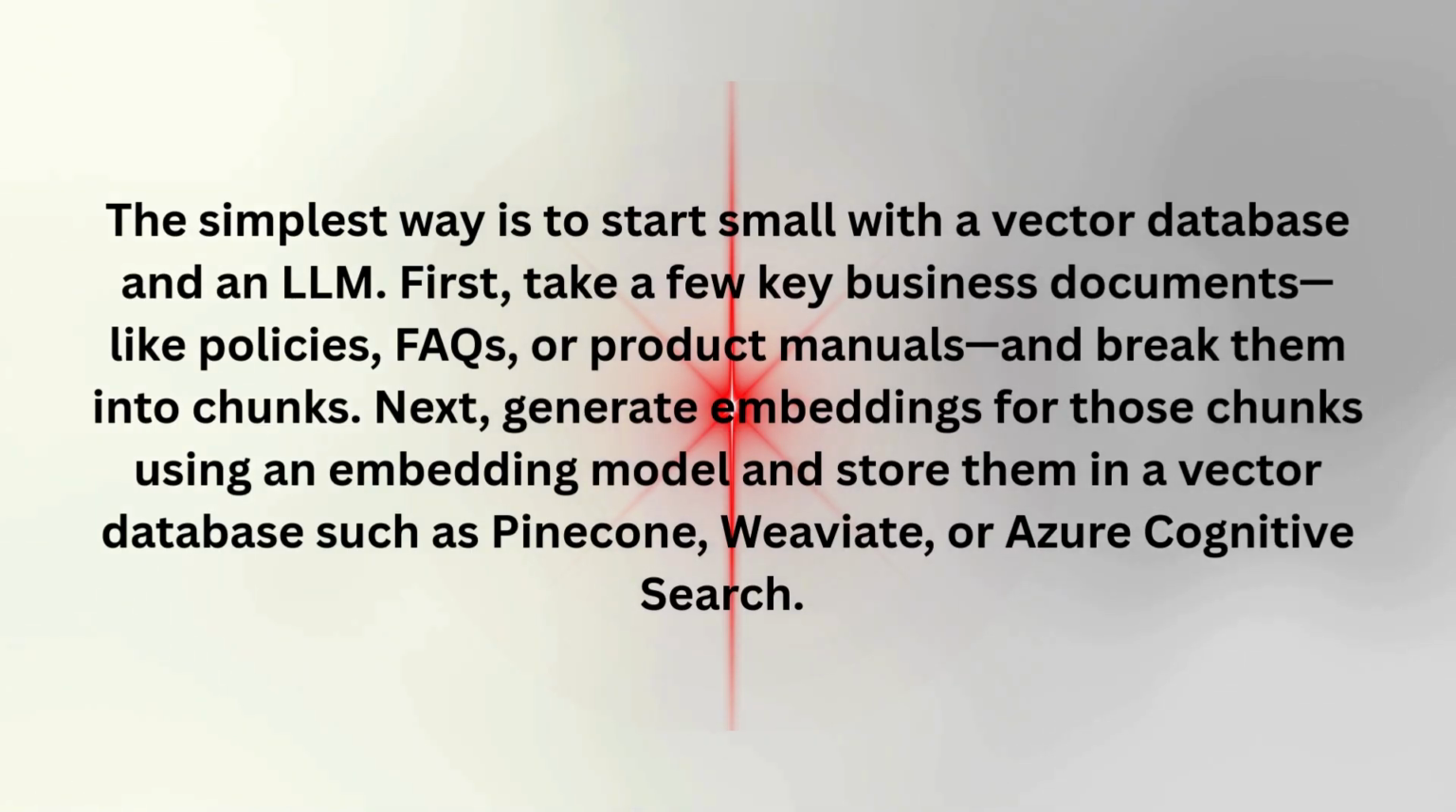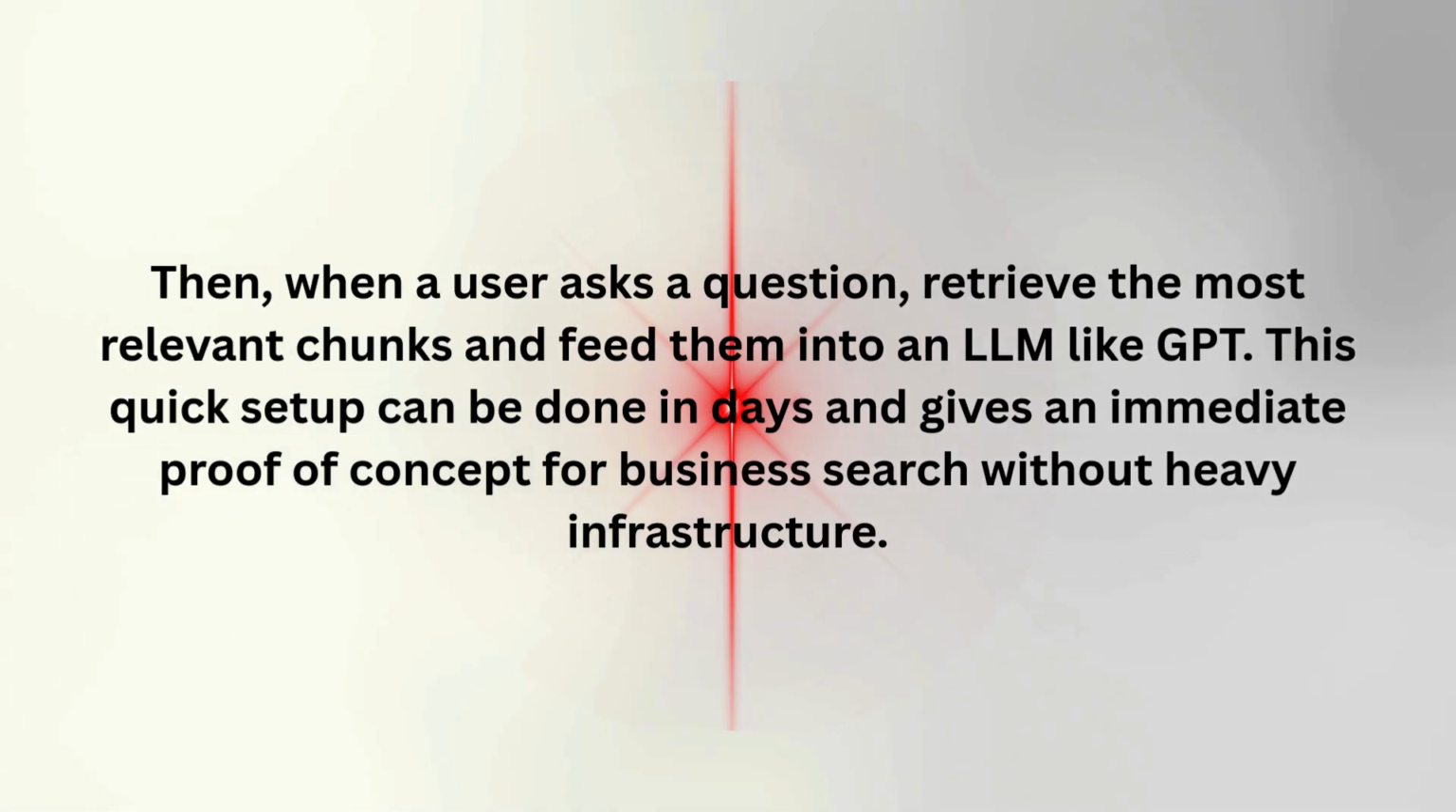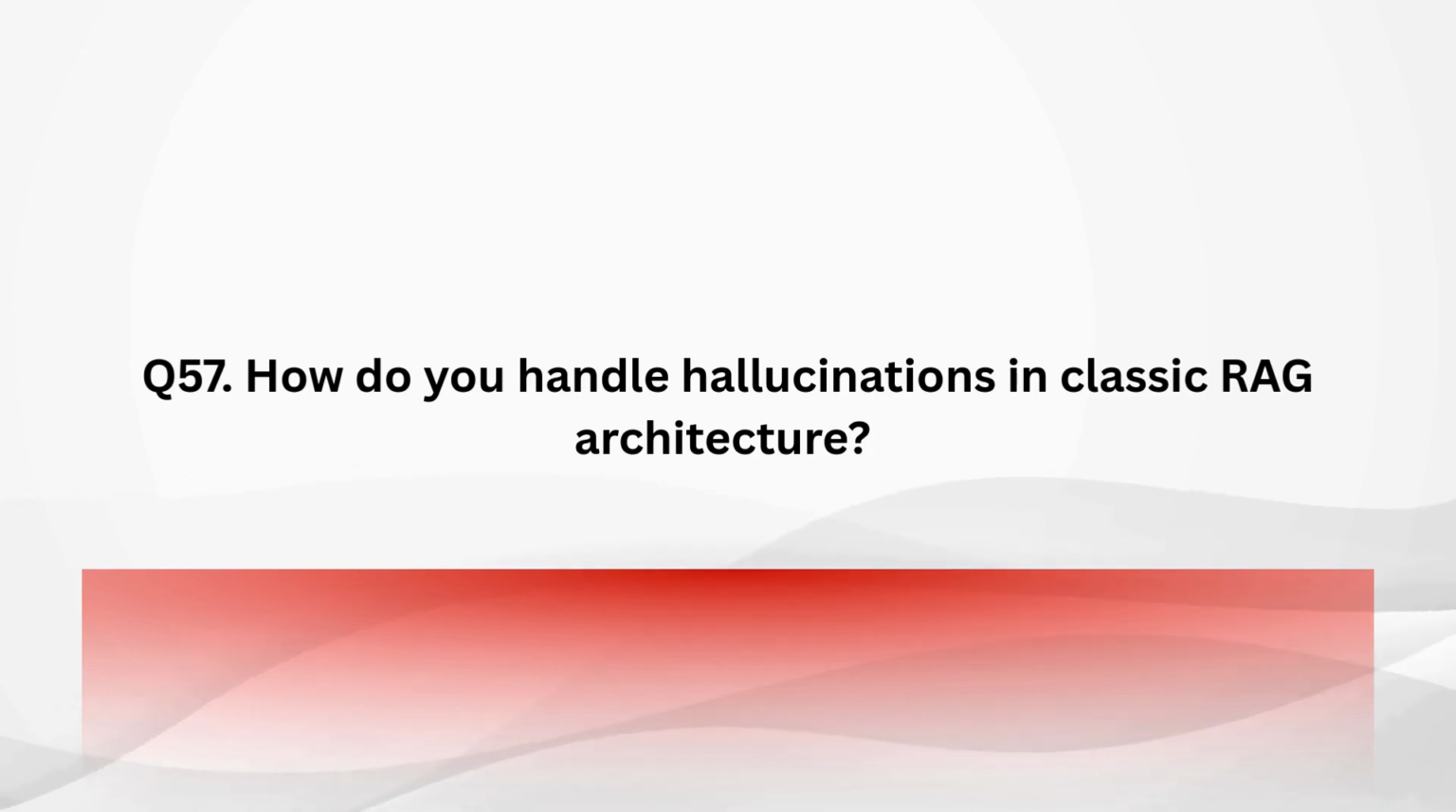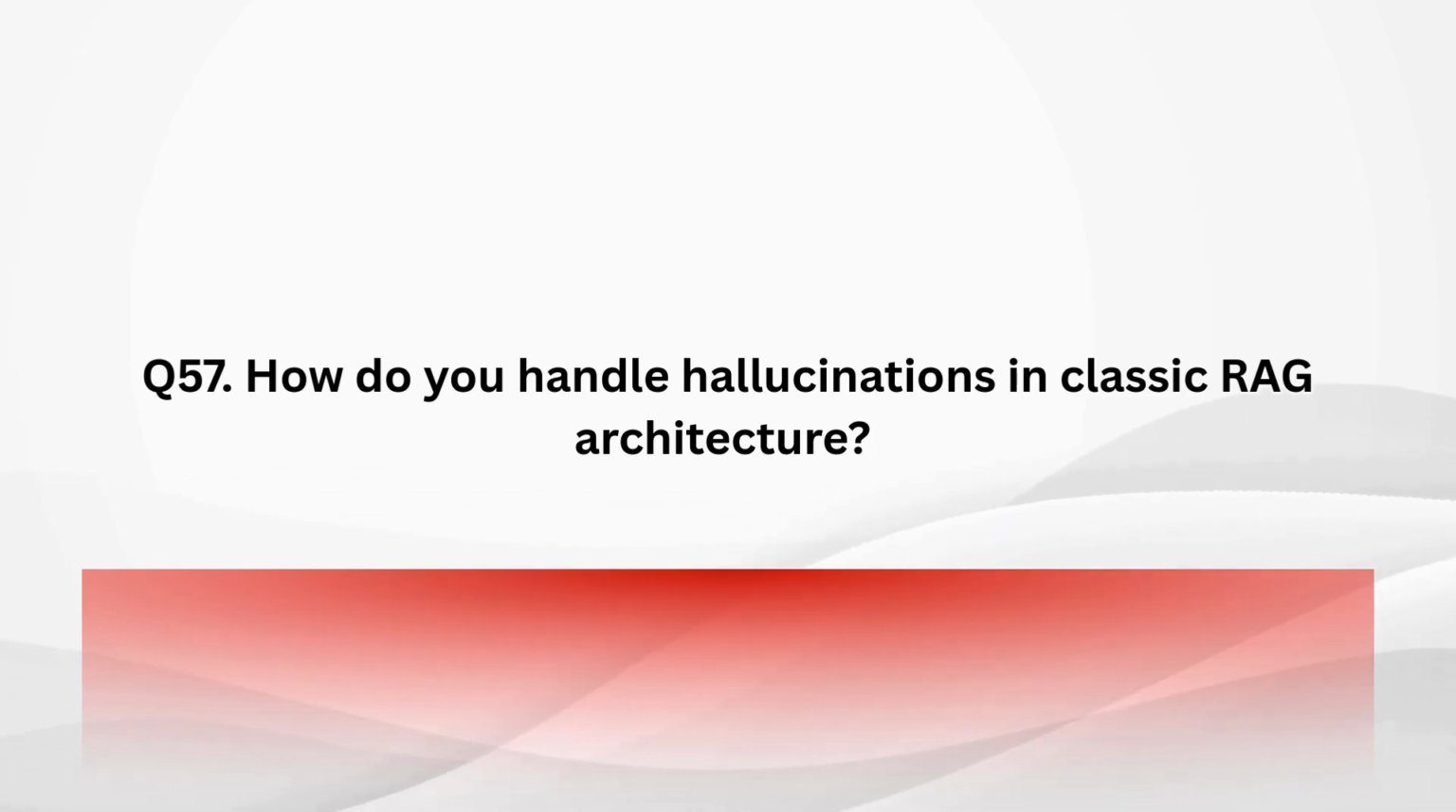The simplest way is to start small with a vector database and an LLM. First, take a few key business documents, like policies, FAQs, or product manuals, and break them into chunks. Next, generate embeddings for those chunks using an embedding model and store them in a vector database such as Pinecone, Weaviate, or Azure Cognitive Search. Then, when a user asks a question, retrieve the most relevant chunks and feed them into an LLM like GPT. This quick setup can be done in days and gives an immediate proof of concept for business search without heavy infrastructure. How do you handle hallucinations in classic RAG architecture?